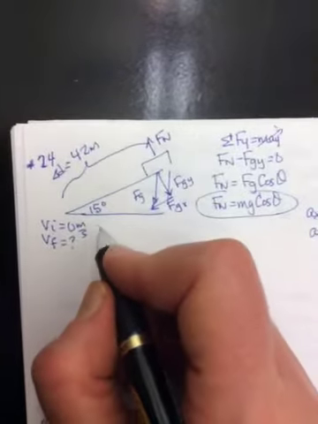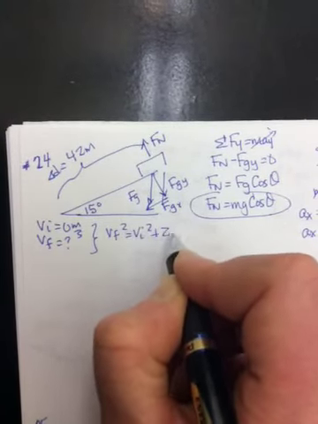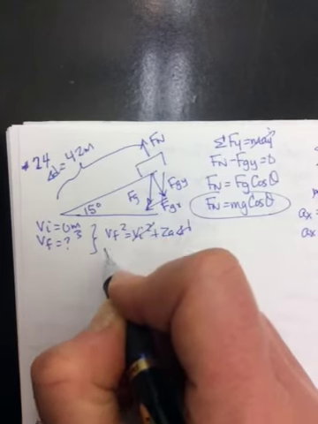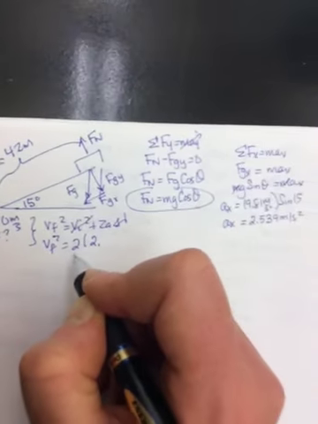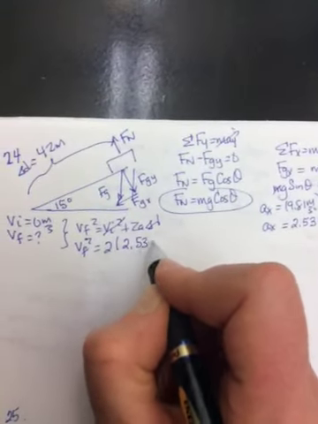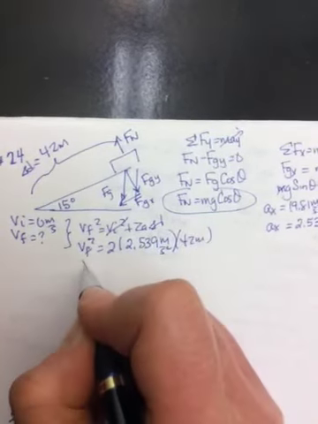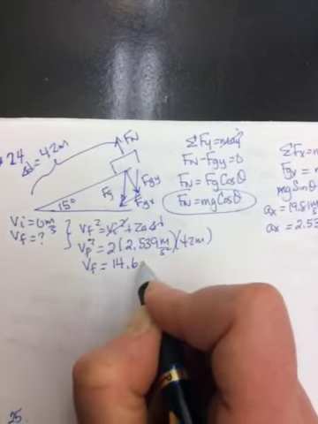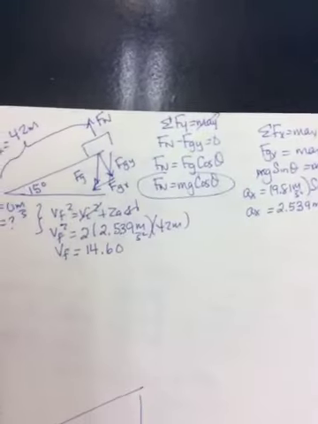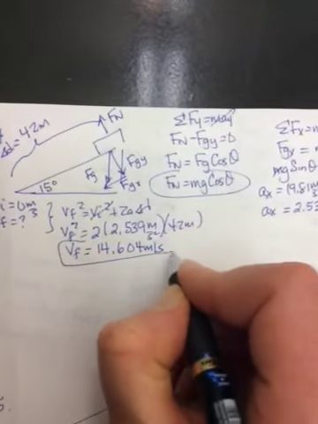Once you get that, you can come back over here and do VF squared is equal to VI squared plus 2A delta D. This goes to 0. VF squared equals 2 times 2.539 meters per second squared times 42 meters. And then don't forget to take the square root. And when you do, you should get 14.60, I think it's 604 or something like that. I'm just checking my work. Meters per second. Okay? Number 24.